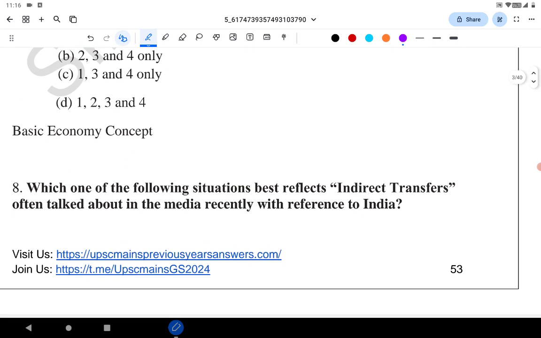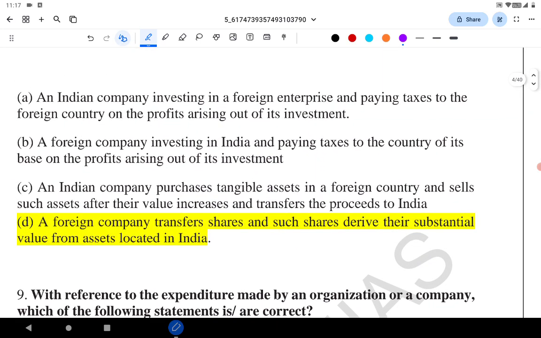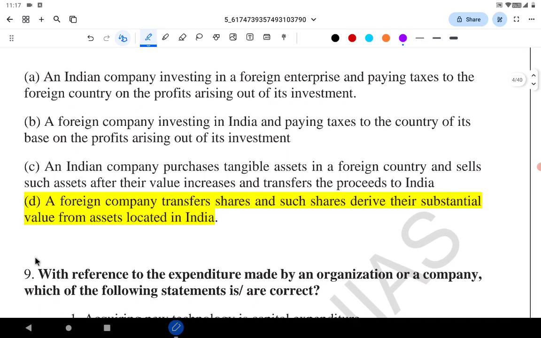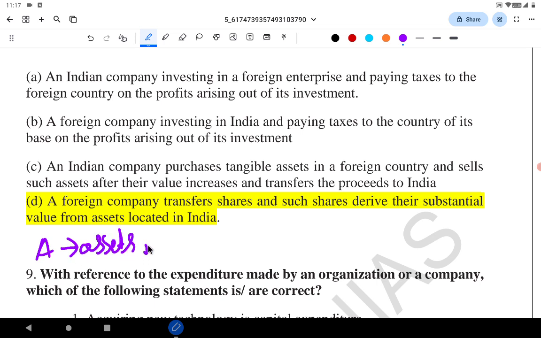Which one of the following situations best reflects indirect transfers, often talked about in the media recently with reference to India? I'll explain the concept of indirect transfers. See, there is a company A in the USA. It owns assets in India. What is direct transfer? Direct transfer is directly transferring these assets to a company B. Directly giving these assets in India to company B, that is called direct transfer.